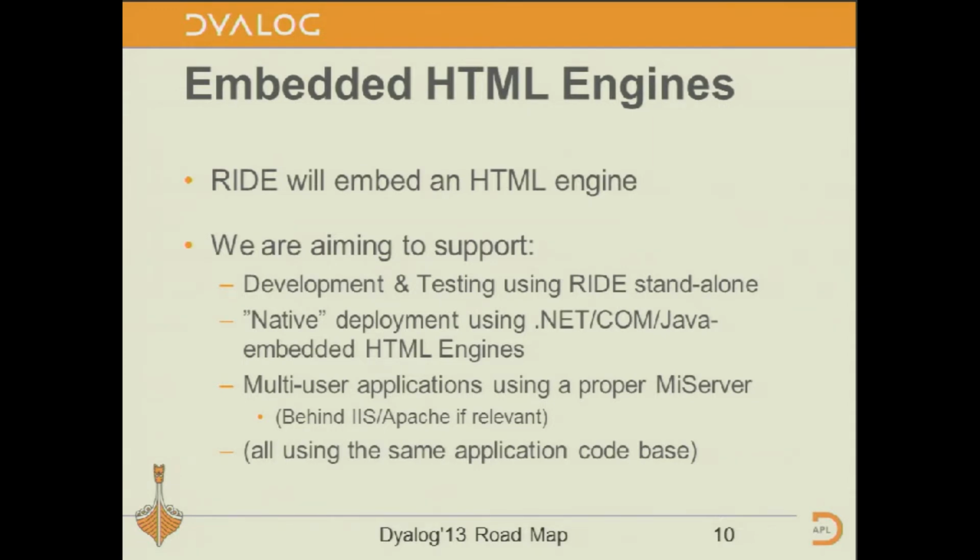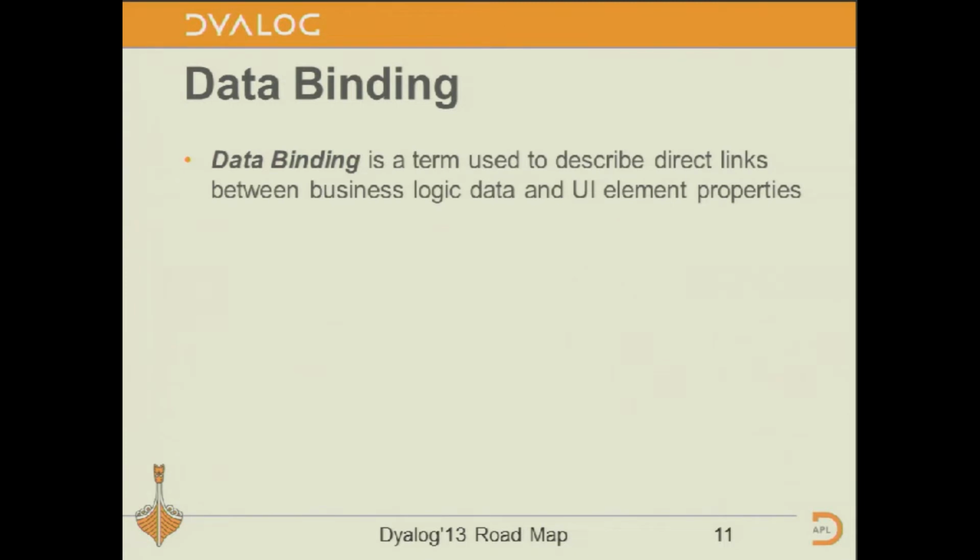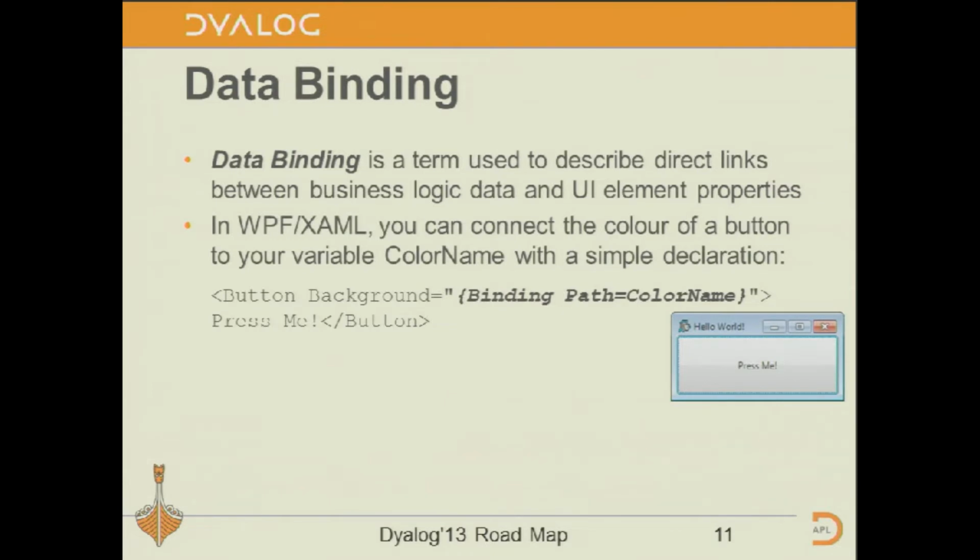Another word that you're going to hear in several of the presentations today, which is related to user interfaces, is data binding, which is something that all the modern user interface technologies use, or are based around in many ways. And it's just a term that describes a direct link between some data in your application and the user interface, so a direct mapping. If you're using WPF XAML, you might see code like this.